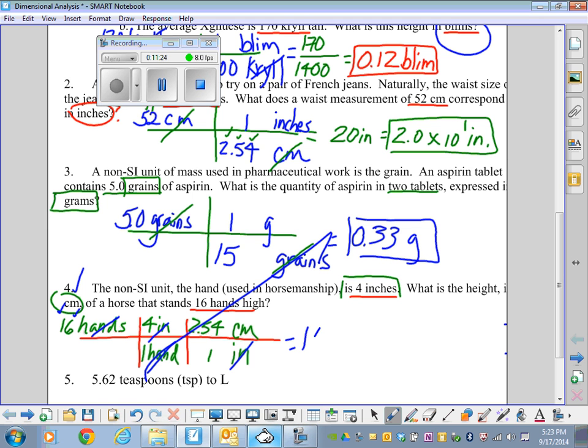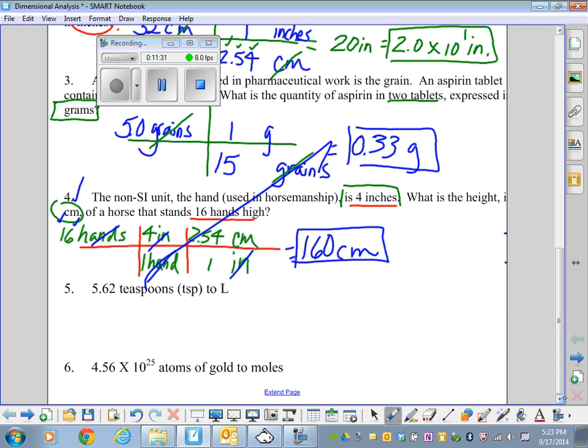So our final answer has to be in 2 sig figs. So I will report that as 160 centimeters.